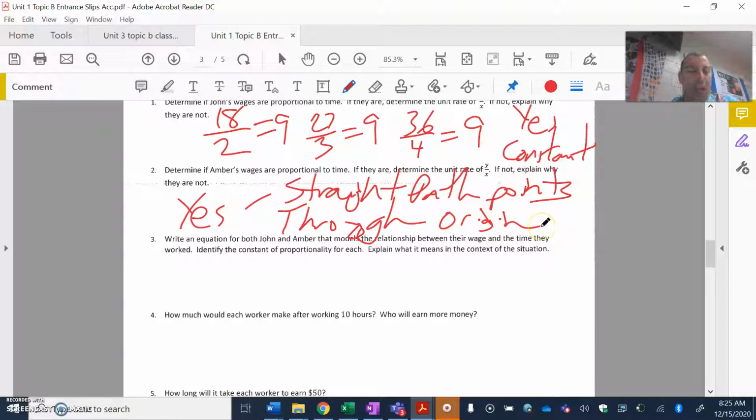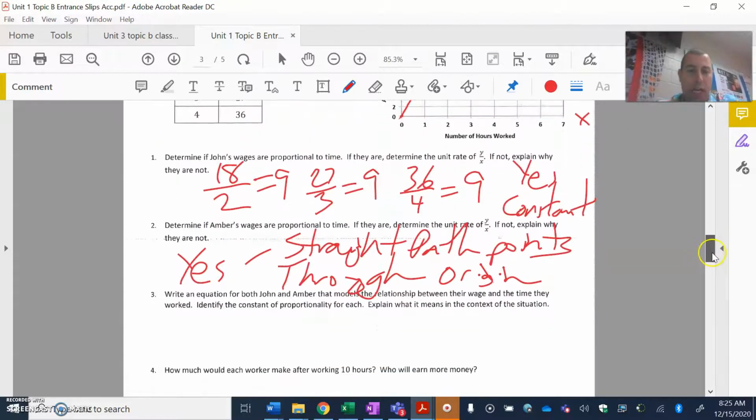All right, so write an equation for both John and Amber that models the relationship between their wage and the amount they work. Okay, identify the constant of proportionality of each. Explain what it means in these contexts. Whoa, that's a lot that's there. Okay, so let's go to John here first.